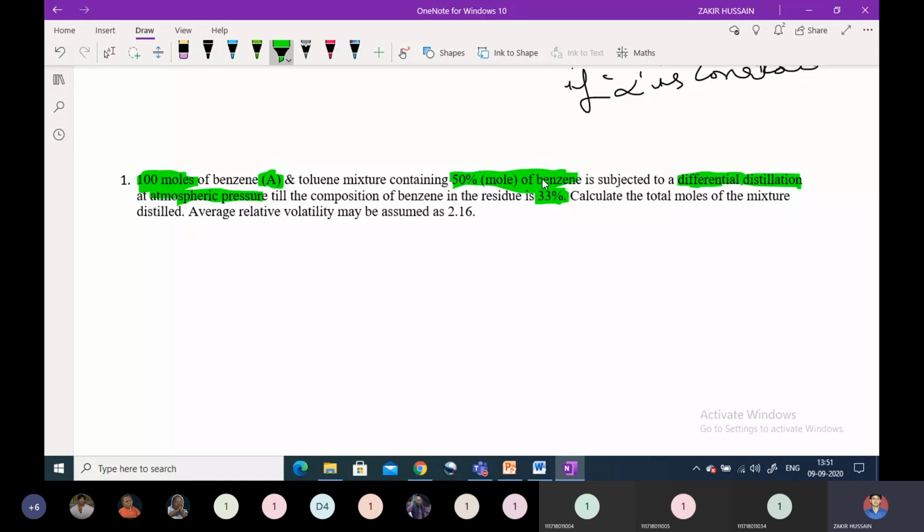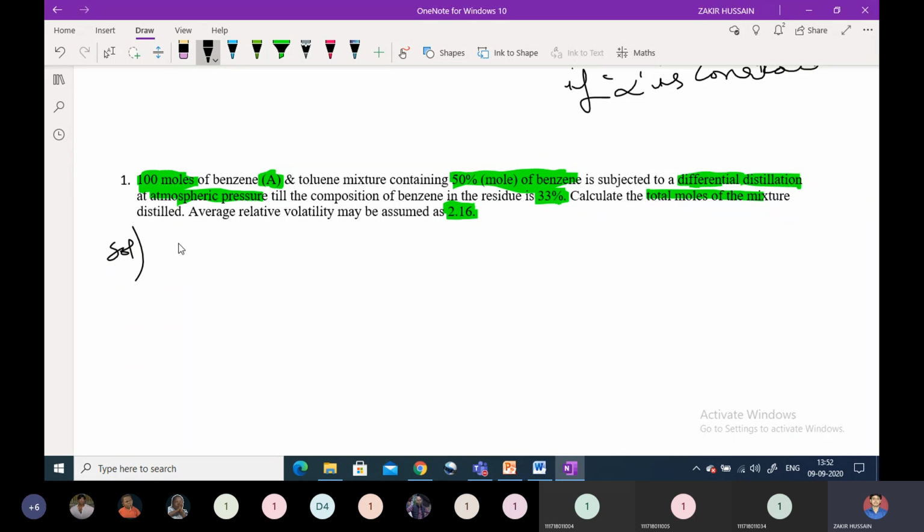They are carrying out the operation till the composition of benzene in the residue is 33 percentage, from 50% to 33 percentage. Calculate the total moles of mixture distilled, that is D we have to calculate. Then the average relative volatility may be assumed as 2.16. So this is constant relative volatility.